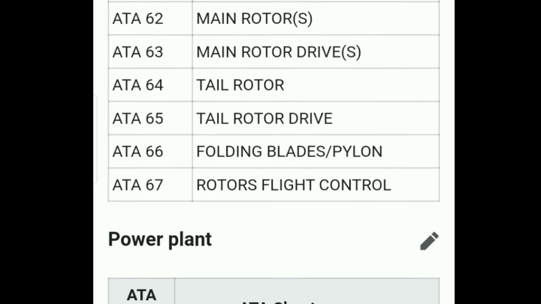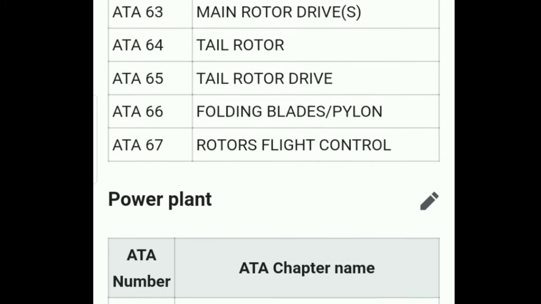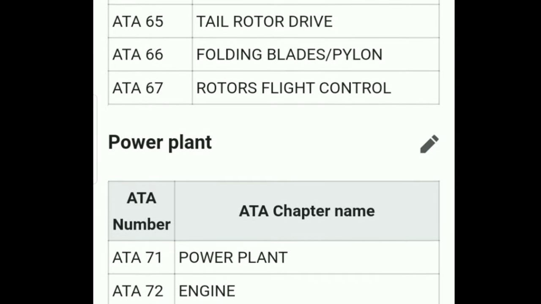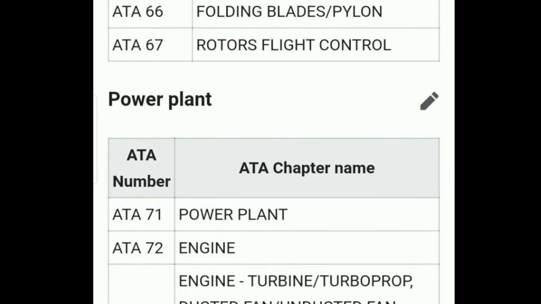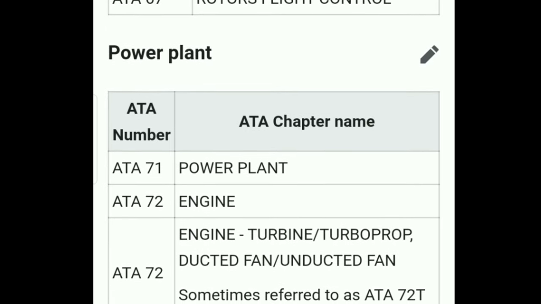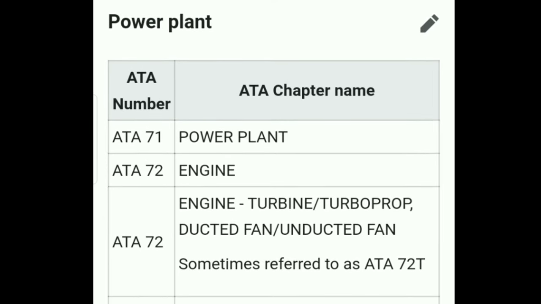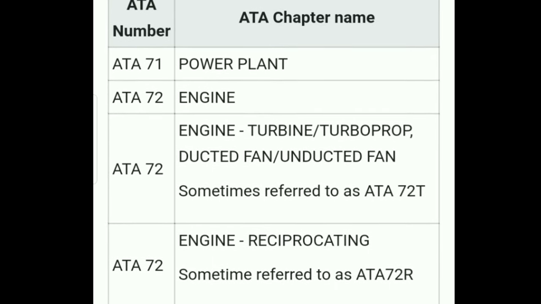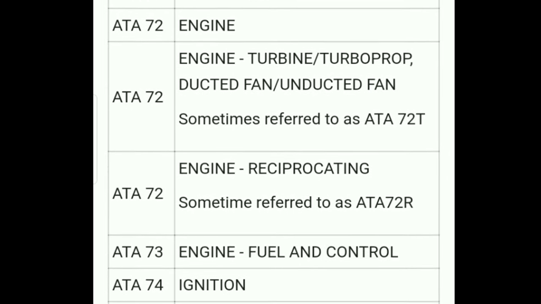And this is followed by power plant. So here are the ATA numbers and their respective ATA chapter names. ATA 71, Power Plant. 72, Engine, turbine or turboprop, ducted fan or unducted fan, sometimes referred to as ATA-72T. ATA-72, Engine, Reciprocating, sometimes referred to as ATA-72R.